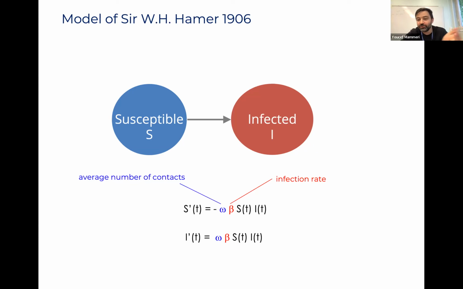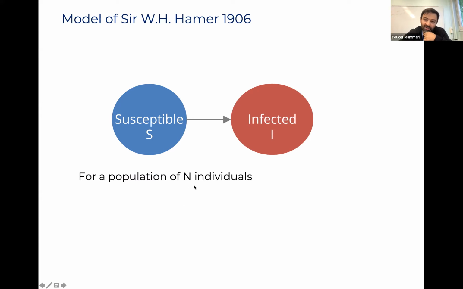But this is not the only assumption he made. He says there are two equations, and Sir Hamer was not a mathematician, so two differential equations to solve is too complicated. So you make an assumption that was also made by Bernoulli before for his simulation of the smallpox. He says, I have a constant population, let's say equal to capital N. So I have only susceptible and infected.